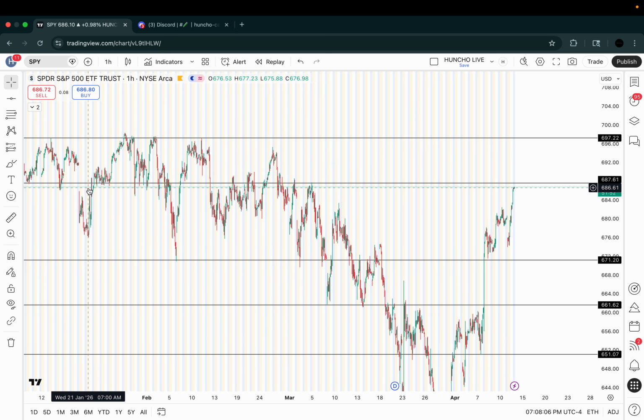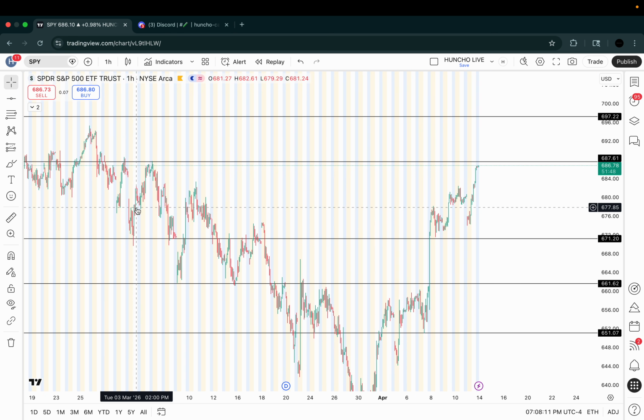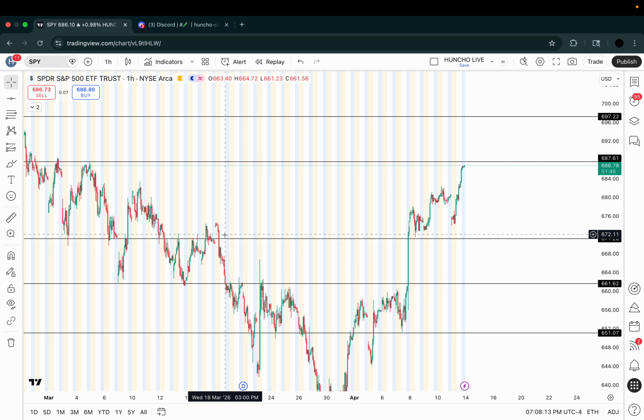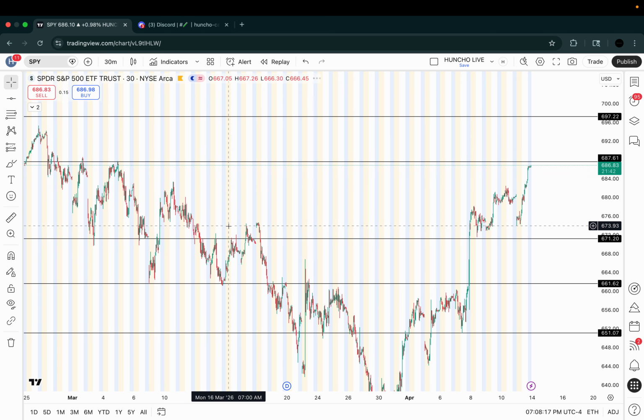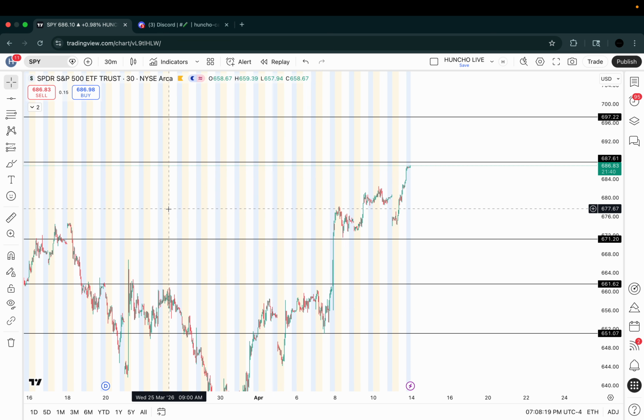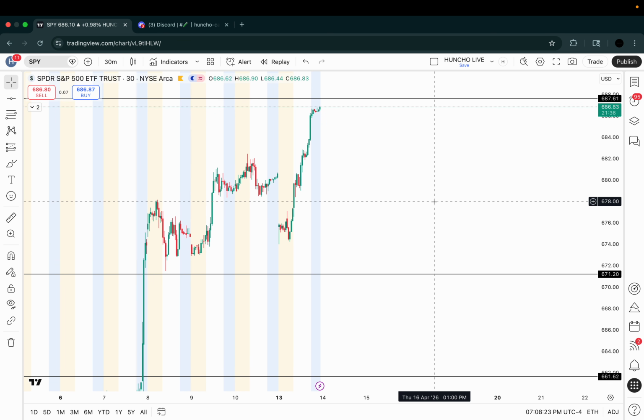You guys see this? These are areas I'm looking at. Very simple. And then I'll go down to the 30 minute. This is my favorite time frame to chart. Just get a little bit closer here, so we can mark areas.